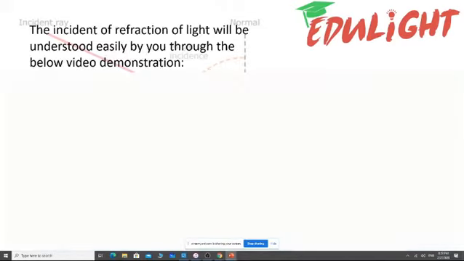So at first we will be seeing a video demonstration, so that you have a basic idea of the refraction technique or the refraction principle.